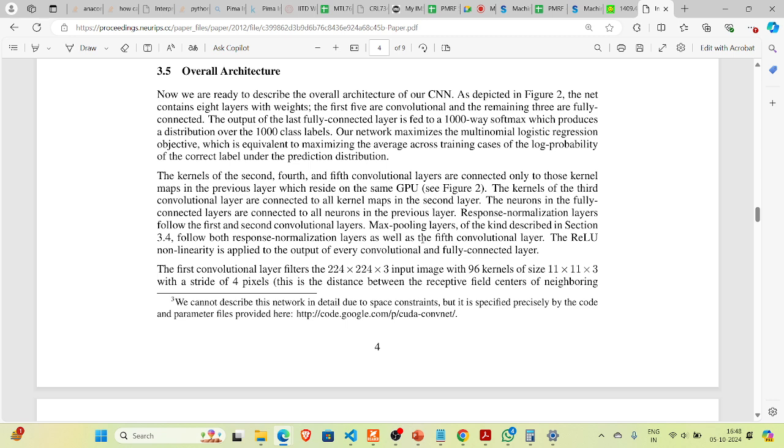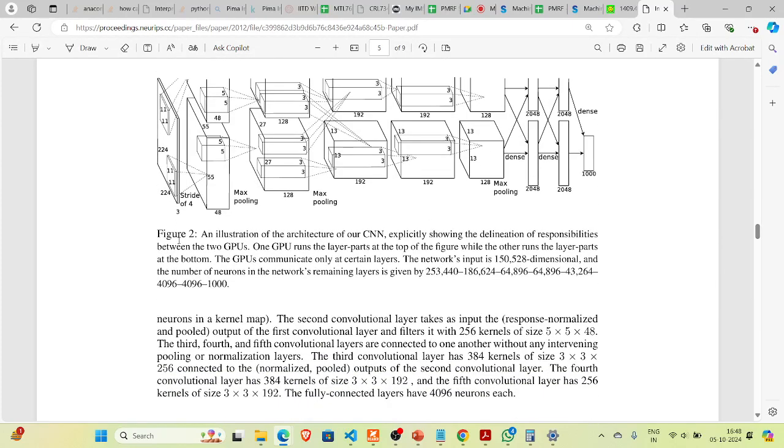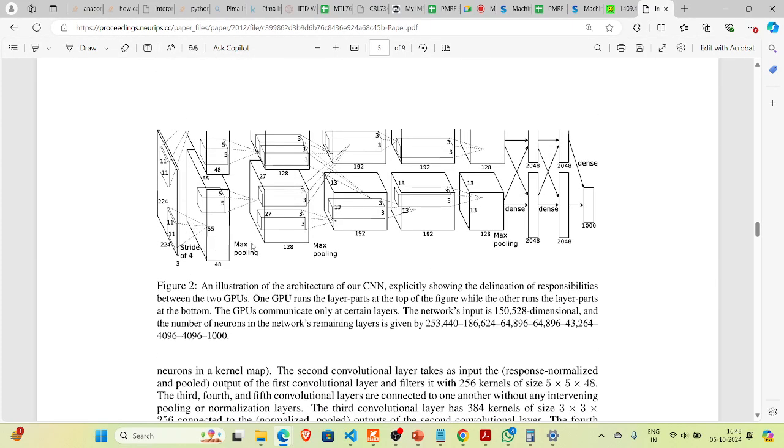Every max pooling follows a convolution layer here, and this is how they have done it. First they use a kernel size of 11 by 11, and they have used it 48 times. That is the result that we are getting.